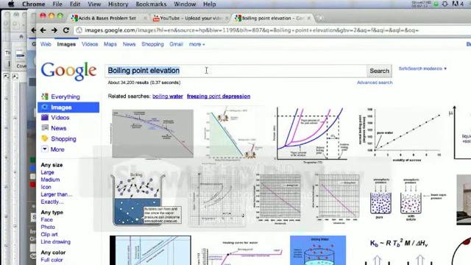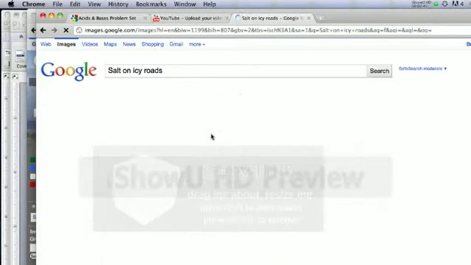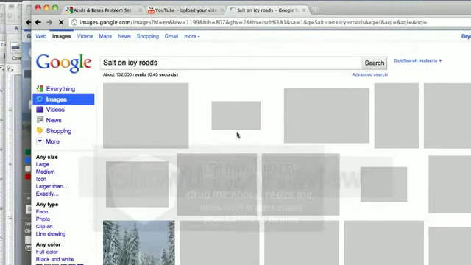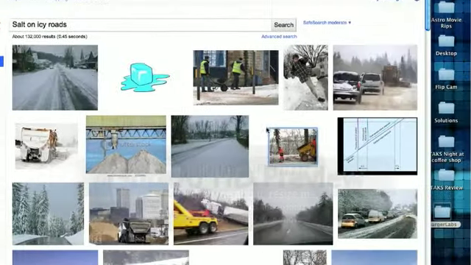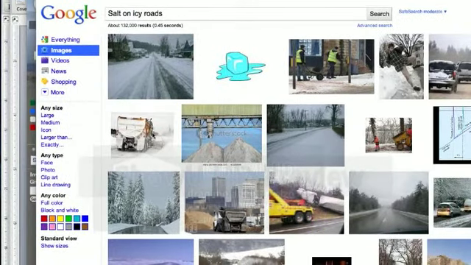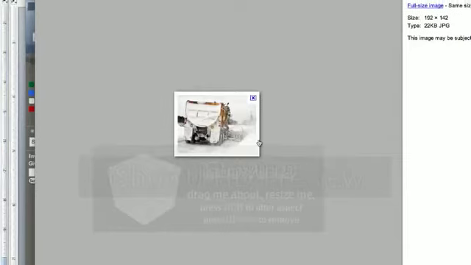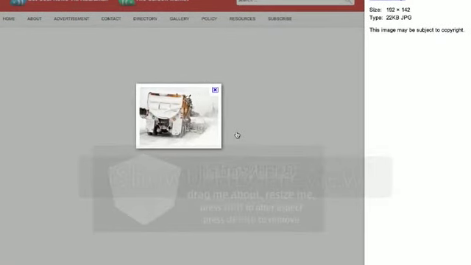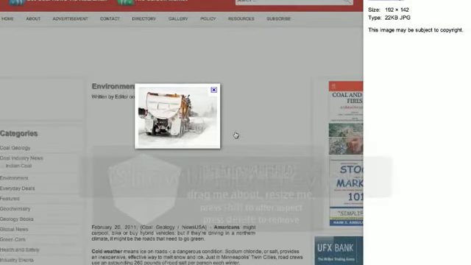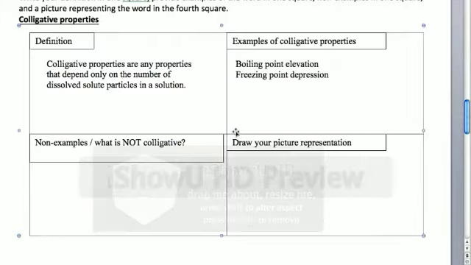If we look at freezing point depression, we can imagine salt on icy roads. We can look at a picture of a bunch of dump trucks dumping salt on icy roads. And the reason we do this in the winter, and I know you guys have never seen one of these in Texas, but in Chicago we see these all the time. Dumping salt on the ice helps lower the freezing point of the water, and it makes that ice actually melt, which makes the roads a lot safer.